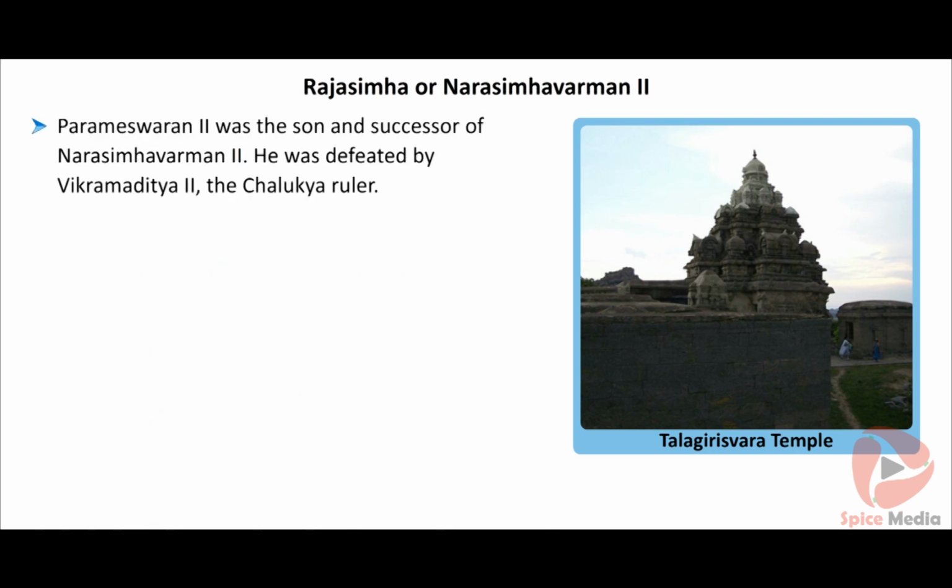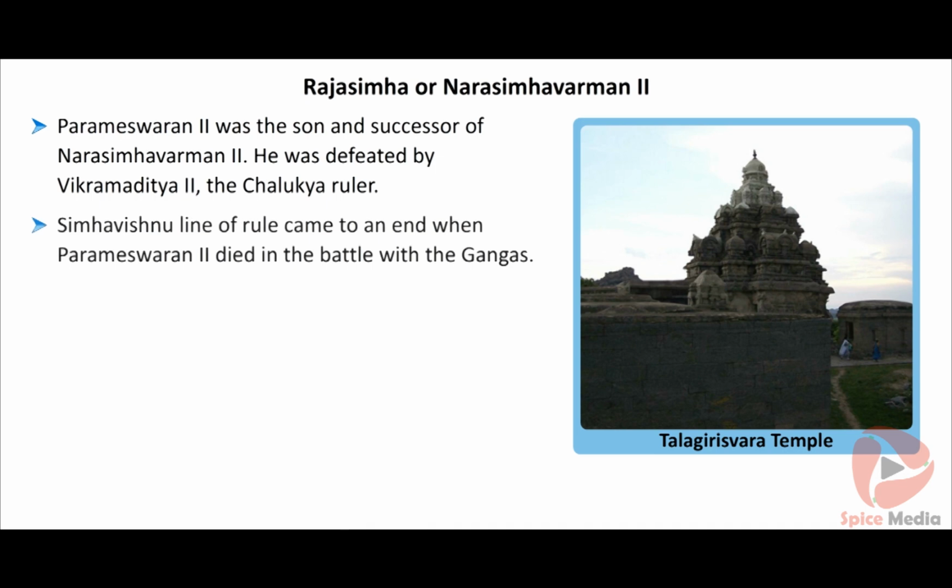Parameshwaravarman II was the son and successor of Narasimhavarman II. During the later part of his reign, he was defeated by Vikramaditya II, the Chalukya ruler. The Simha Vishnu line of rule came to an end when Parameshwaravarman II died in the battle with the Gangas.